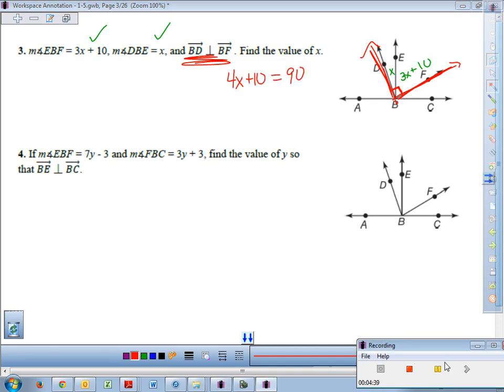What do you think about 4x plus 10 equals 90? Where did 4x come from? Combined like terms, right? I'm adding x plus 3x, plus 10 equals 90, so 4x equals 80, because you got to subtract 10, and x equals 20. Is that right?